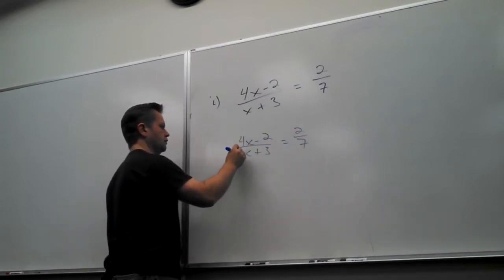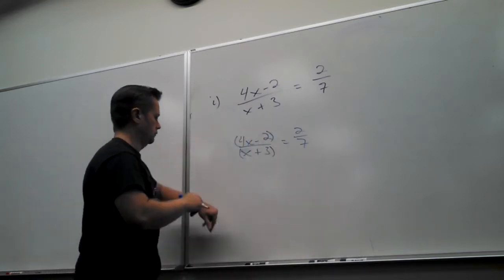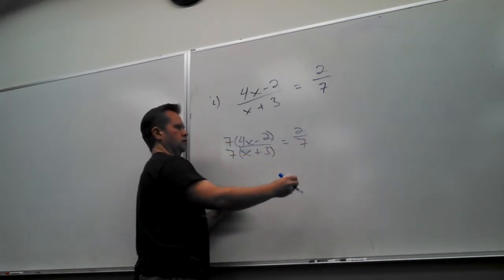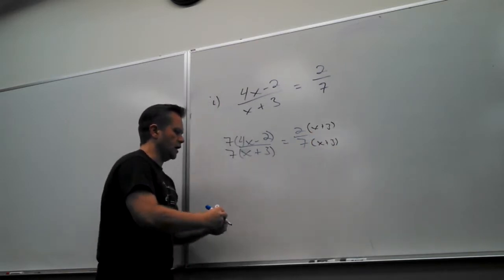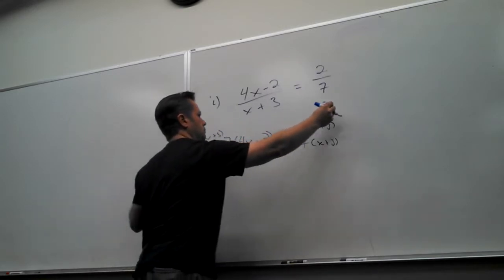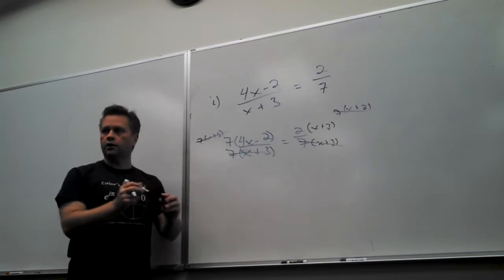So he needs a 7. Multiply top and bottom by 7, right? Okay, cool. Let me do that. And what's he need? X plus 3. And then I can multiply both sides by 7 times x plus 3. Just multiply both sides by the same thing, and they die. Is everybody cool with that?